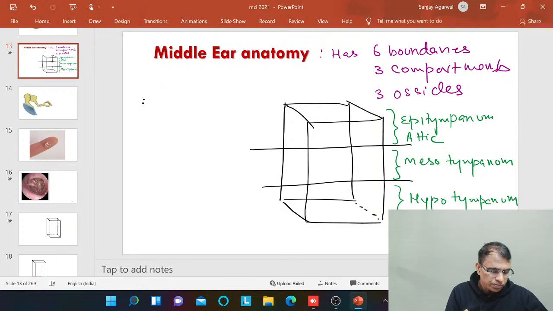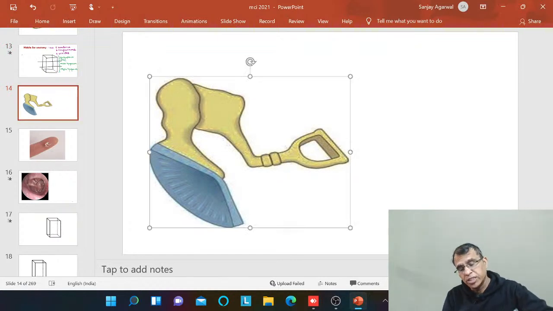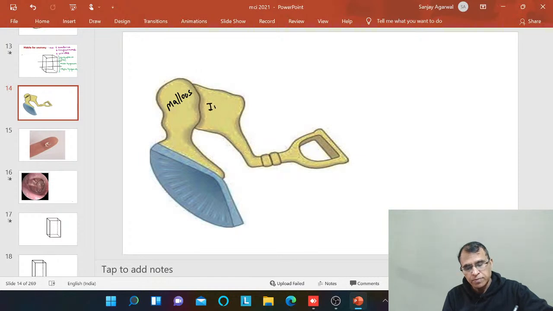So I'll give you some time to draw. And three ossicles like this. These are the three ossicles. You know the three ossicles. The first one is malleus. This is malleus, isn't it? This one is incus. And this one is stapes. Malleus, incus, stapes are the three ossicles. And this part is called the foot plate of stapes.